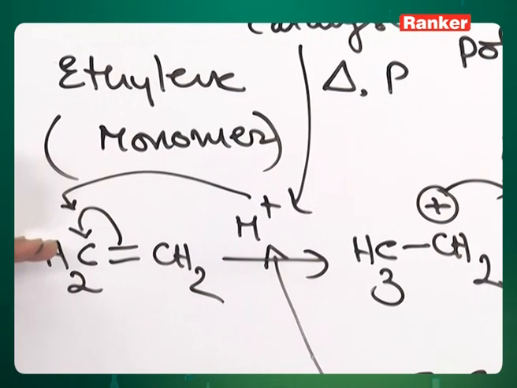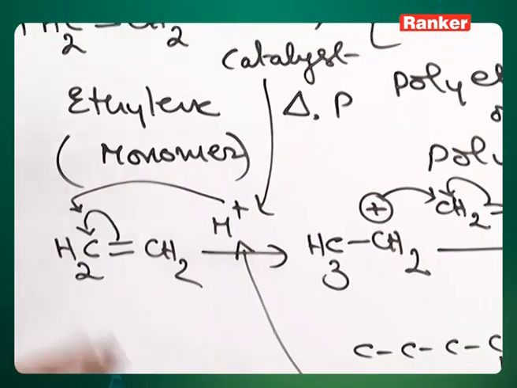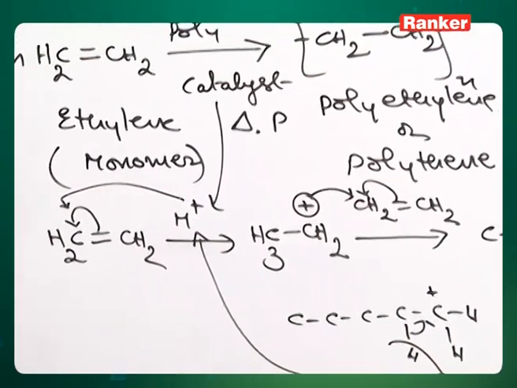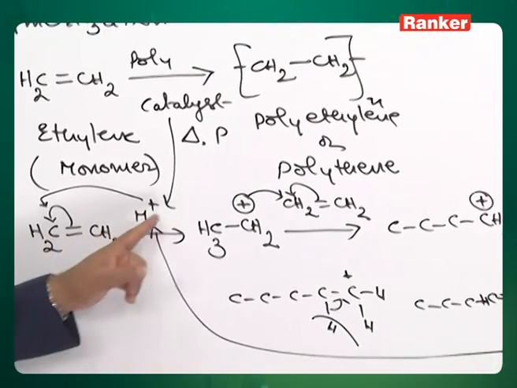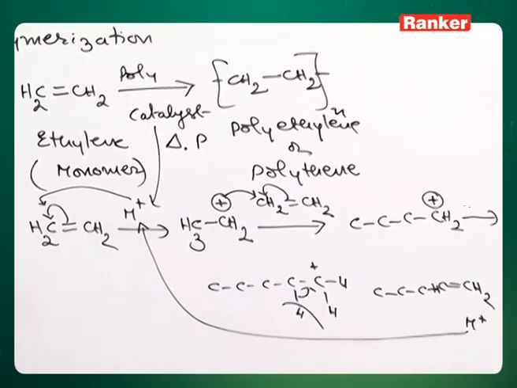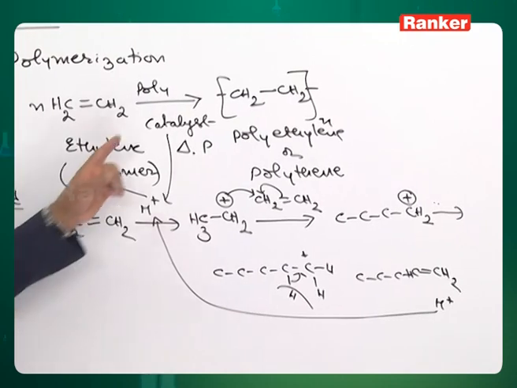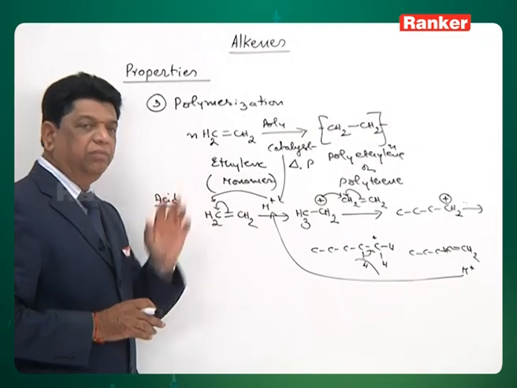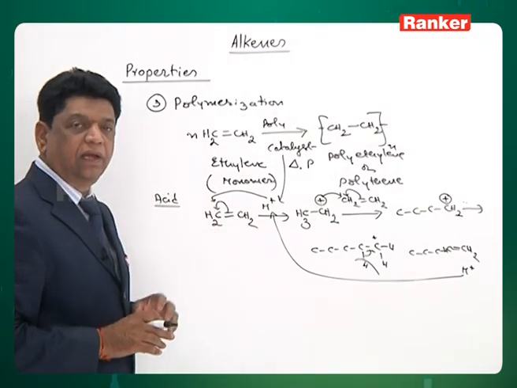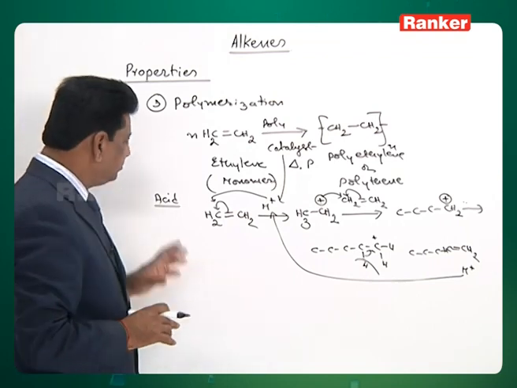That minus will attack, you will get an anion. So, the method is called anionic polymerization. In the acid you find all cations, therefore, it is called cationic polymerization. Similarly, if a free radical is used, all intermediates will be radicals. So, we call it radical polymerization.